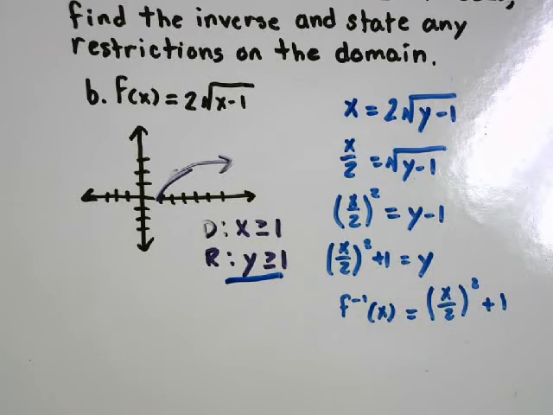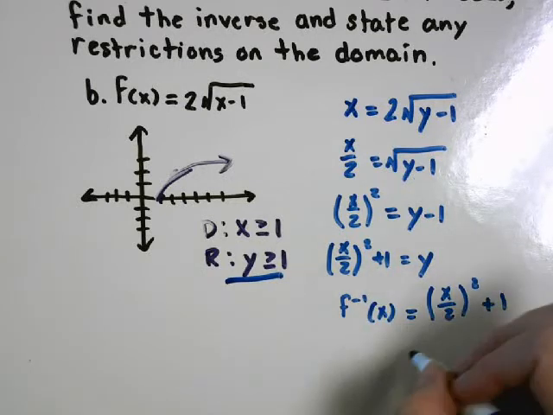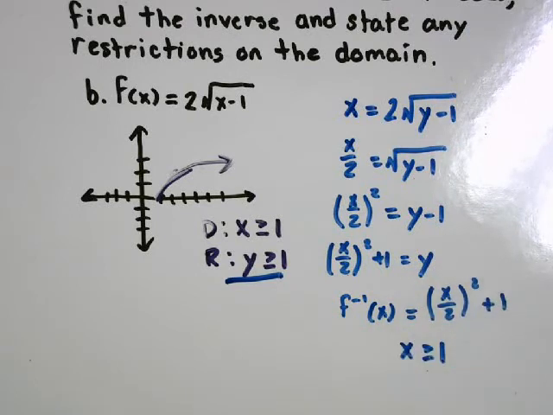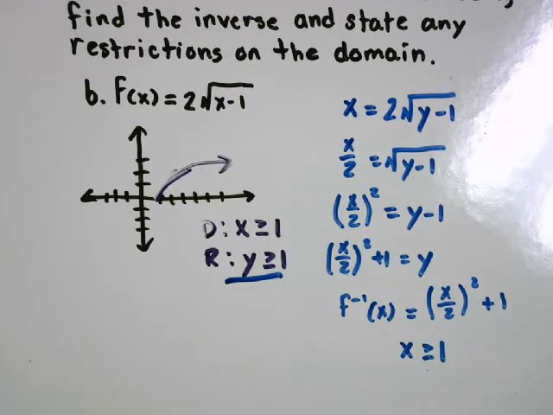So again, we're going to use this. This is our new range. So this graph works as long as x is greater than or equal to 1. If x is less than 1, then the inverse doesn't match up with our original graph.